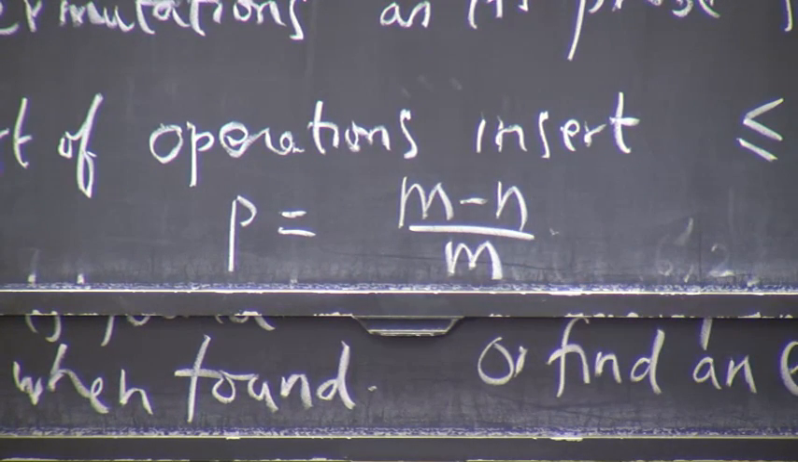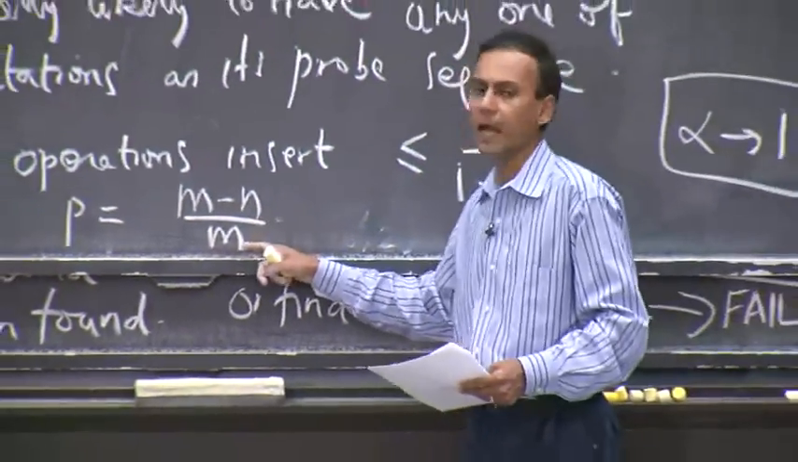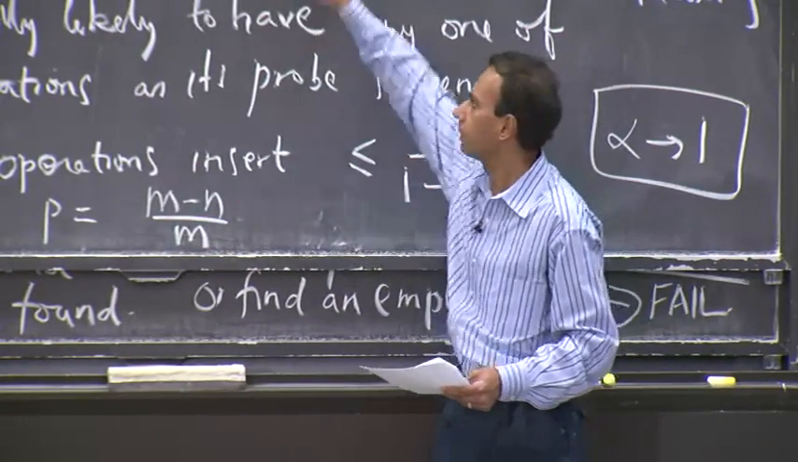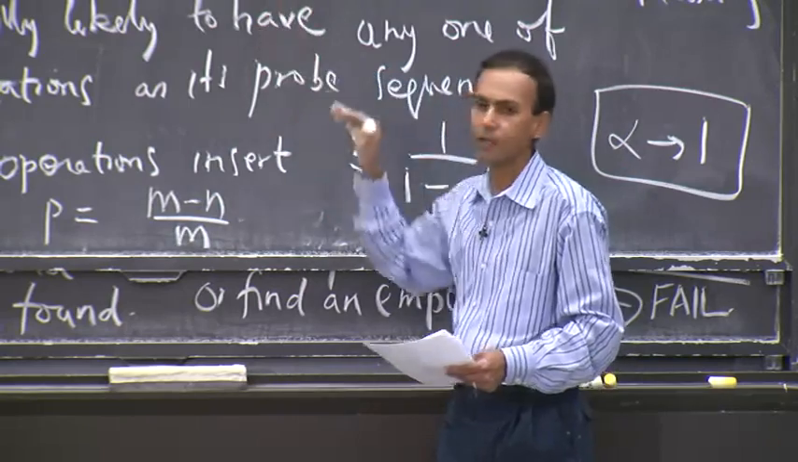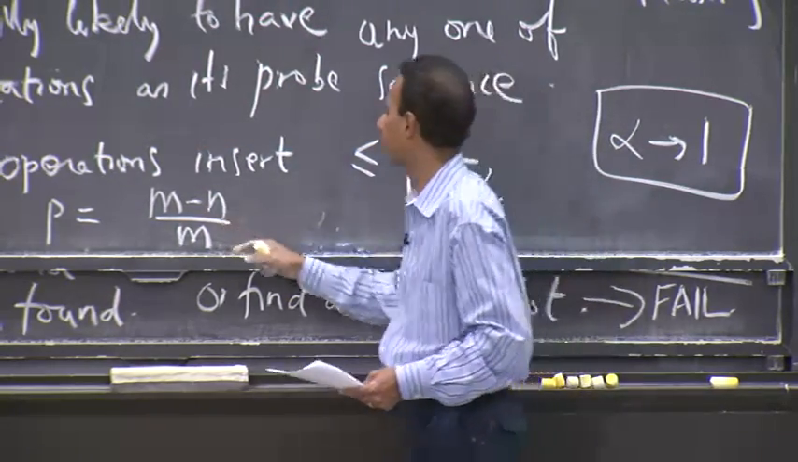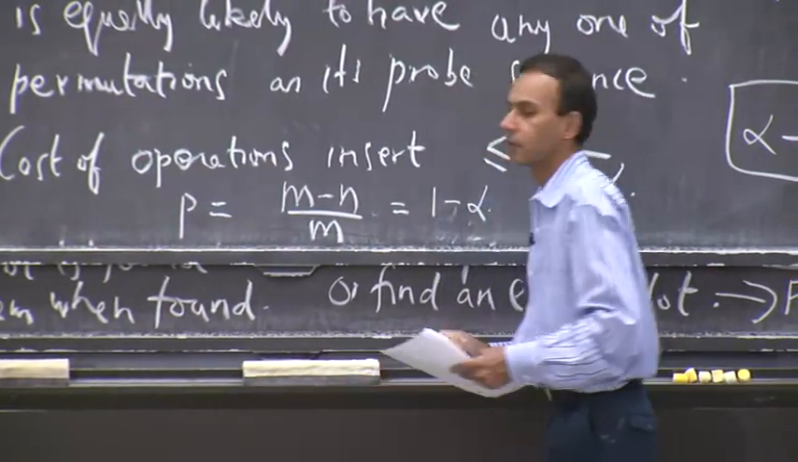The probability that my very first trial is going to succeed is going to be (m minus n) divided by m, because these are the number of empty slots, and assuming my permutation argument, I could go into one of them. That's what I have here. And if you look at what this is, it's 1 minus alpha.